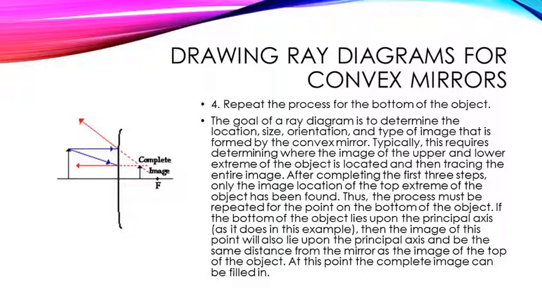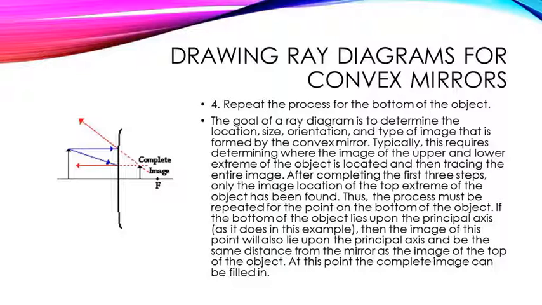If the bottom of the object lies on the principal axis, as it does in this example, then the image of this point will also lie on the principal axis and the same distance from the mirror as the image of the top of the object. At this point, the complete image can be filled in.